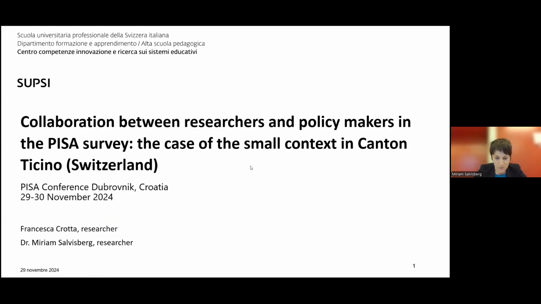Good afternoon, everyone. I am Miriam, and today I present also for my colleague Francesca Crotta. It's a pleasure to be able to present our experience at this conference. The purpose of our contribution today is to illustrate the collaboration between researchers and policymakers in one part of Switzerland, the canton of Ticino, in PISA data reporting. We do this by highlighting how these two groups mobilize the results of PISA.